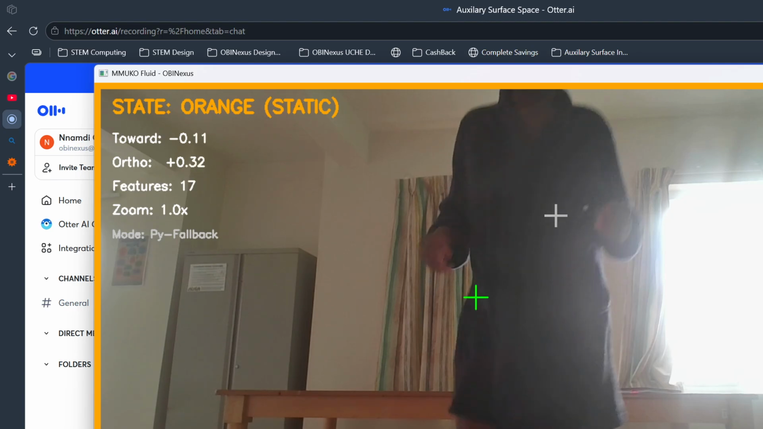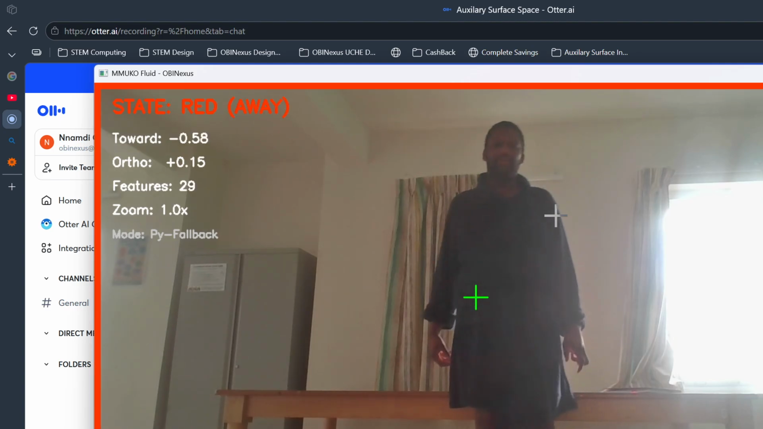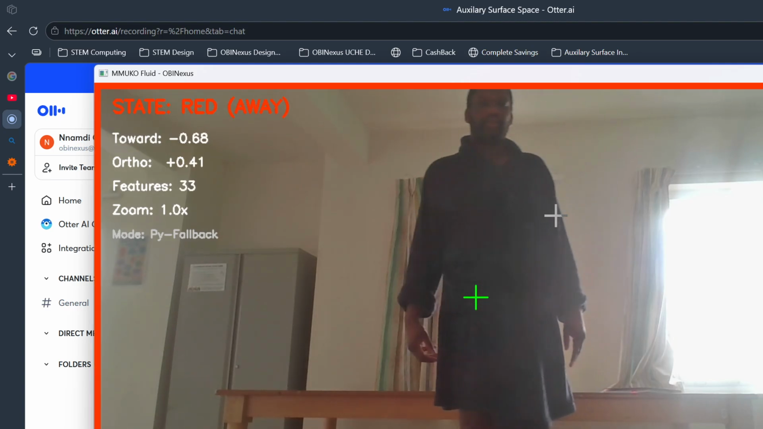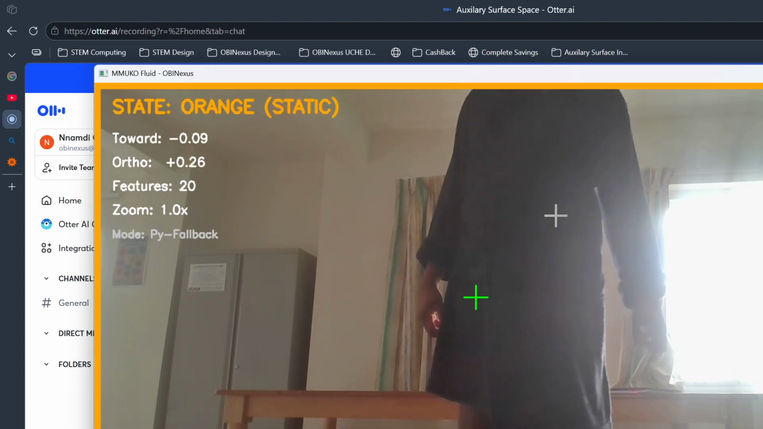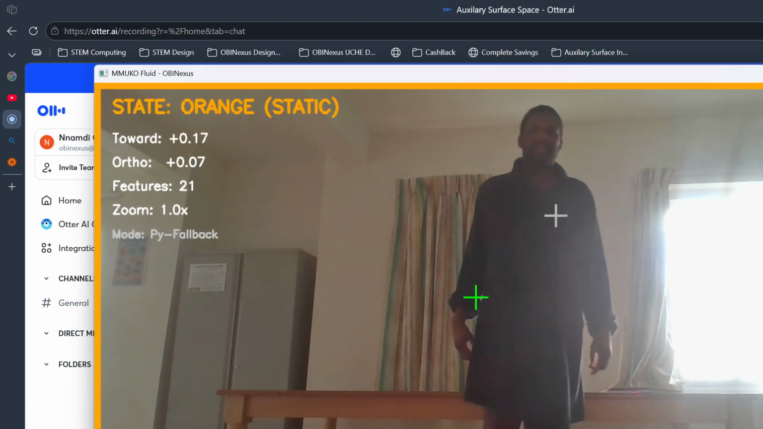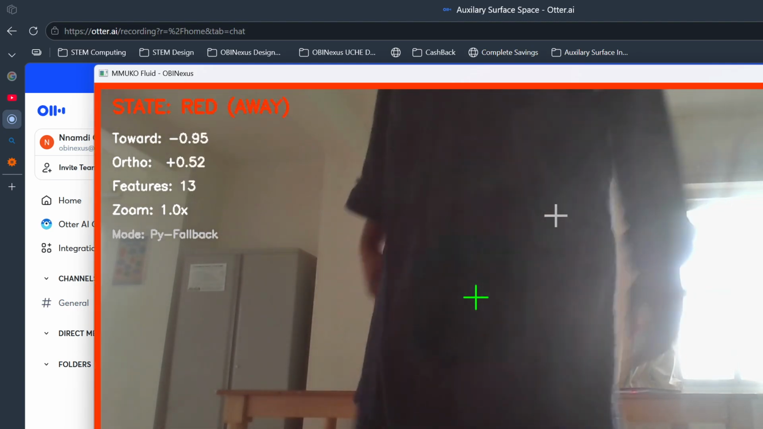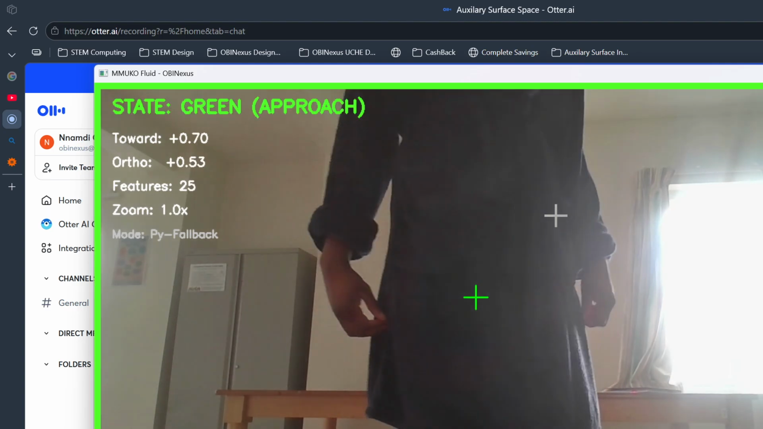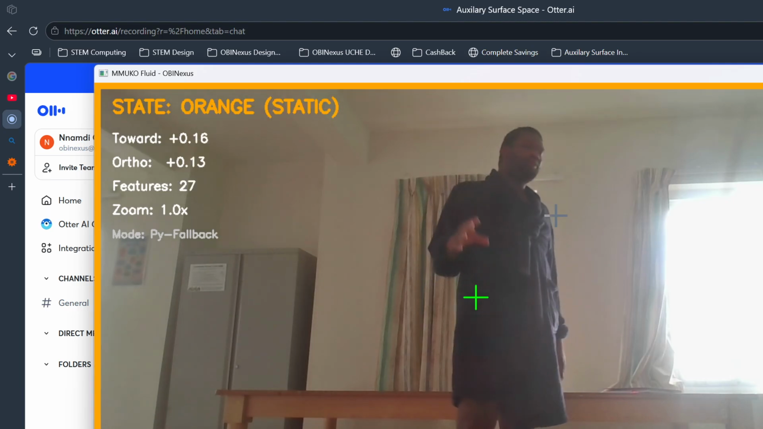If I'm approaching it, it doesn't really matter, because it's not static. But if I'm approaching it slowly, see, I'm approaching slowly. It says I'm approaching, but it's tracking itself because it's getting closer to me. But if I'm moving away, it says I'm static. If I'm moving away, it says I'm moving away. But if I'm moving at faster speed, you see, it's not broken. It's just that it has to be moving.